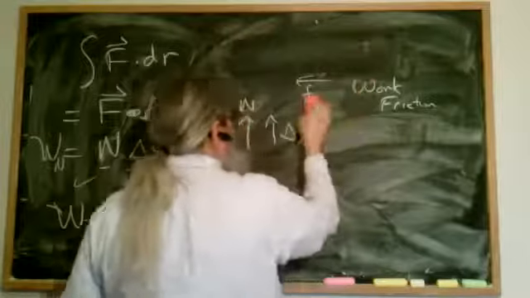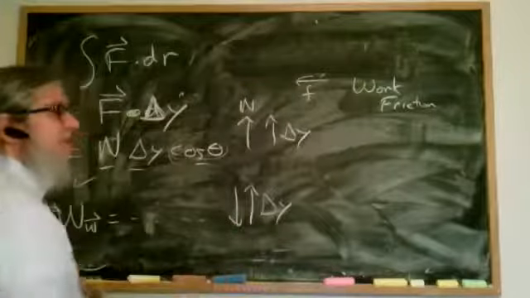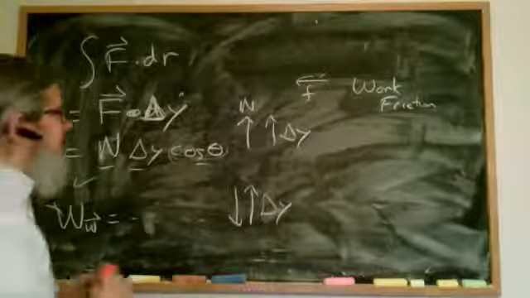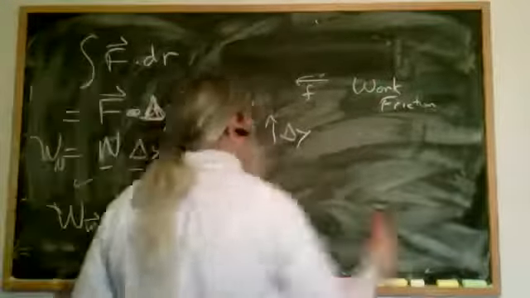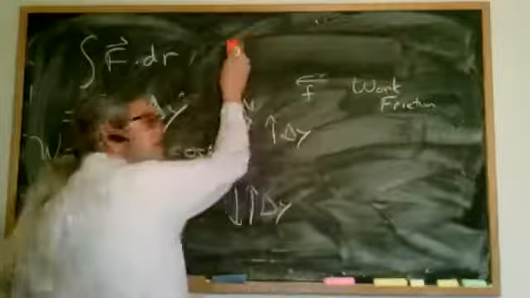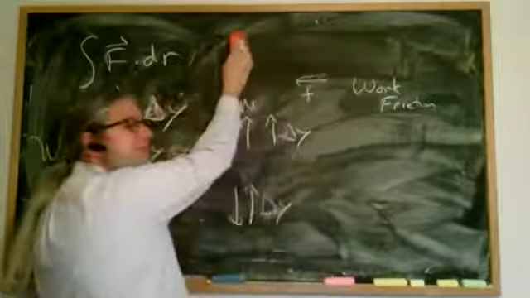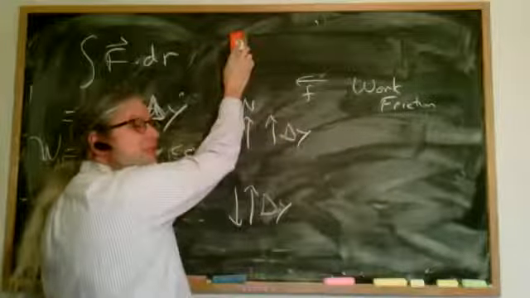And so the displacement is positive. The force is in the opposite direction. So the work done by friction is negative. So in this case, I go from here to here, the work is negative. What happens if I go from here to here? I'll do it again, from here to here. Work done by friction: positive, 0, or negative?